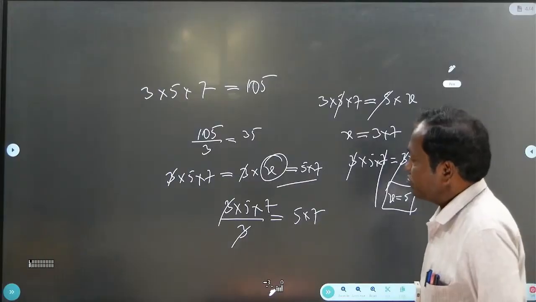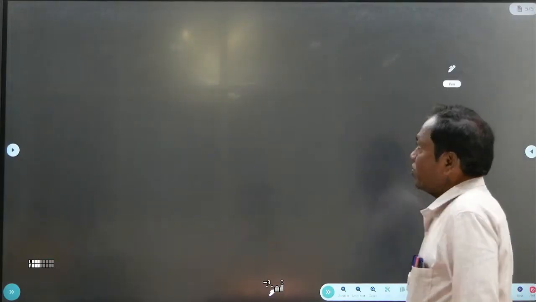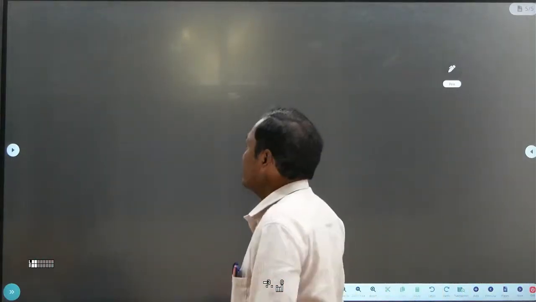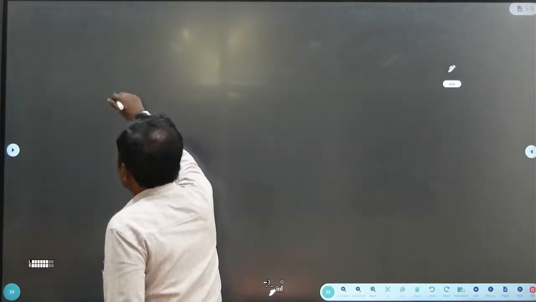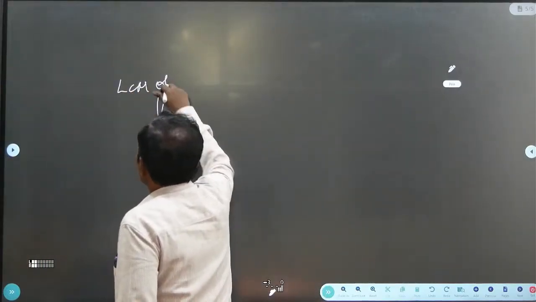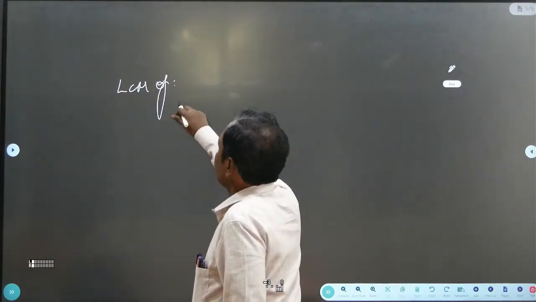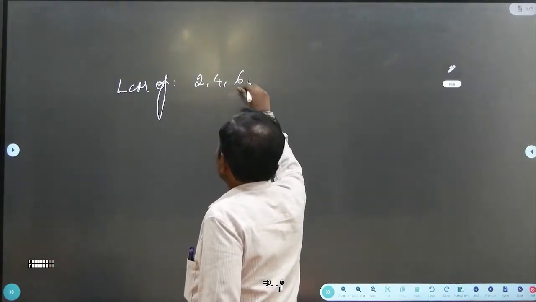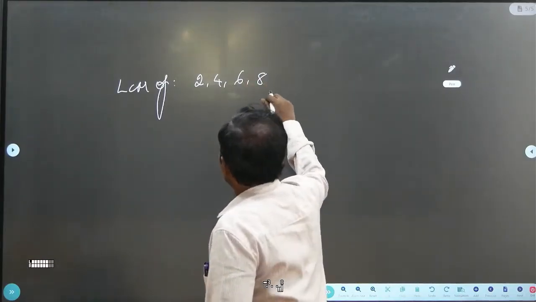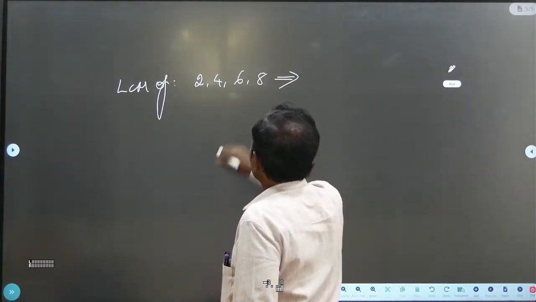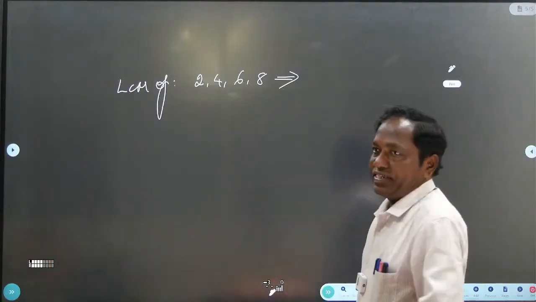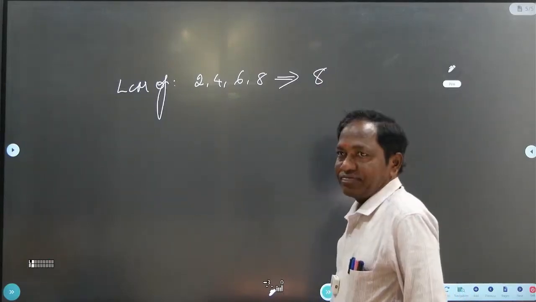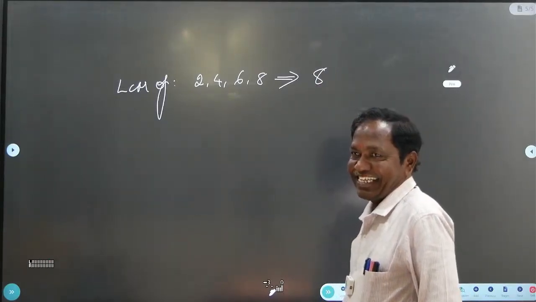Now we can see the LCM of any given numbers. For example, I will give some more techniques you can relate. Find the LCM of 2, 4, 6, 8. What is the LCM of 2, 4, 6, 8? 8. How is it 8? See that.